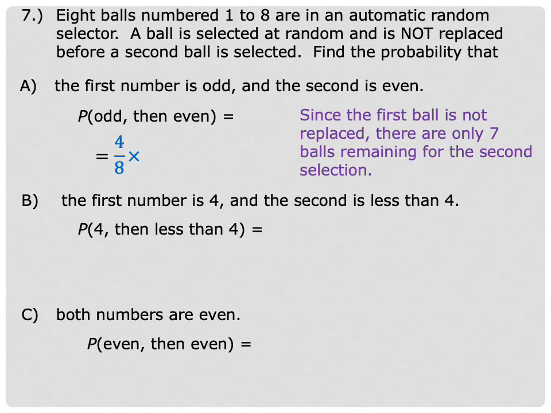Now, since the first ball is not replaced, there are only 7 balls remaining for the second selection. So if I want the probability of getting an even number, I'm going to have 4 possibilities out of 7 total. So our probability of getting an odd and then an even would be 2 out of 7.